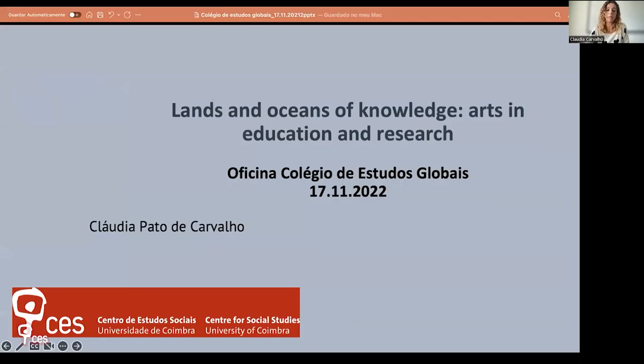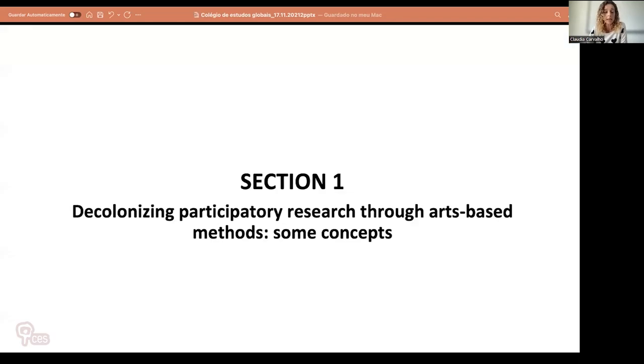Okay, so what I'll bring to you today is I'll divide the presentation into three main parts. The first is a more theoretical part where I will talk a little bit about some of the concepts that have already been mentioned here today by several people, but which seem important for us to reflect on these practices. The first section is about decolonizing participatory research through arts-based methods.